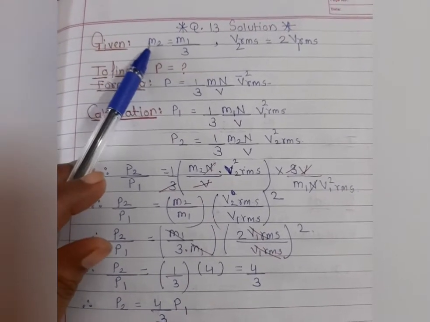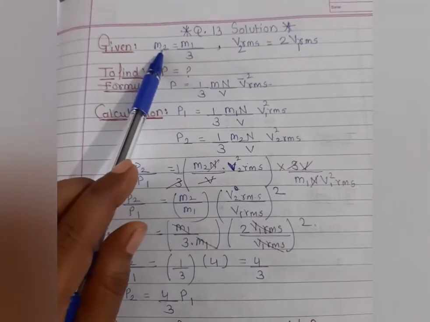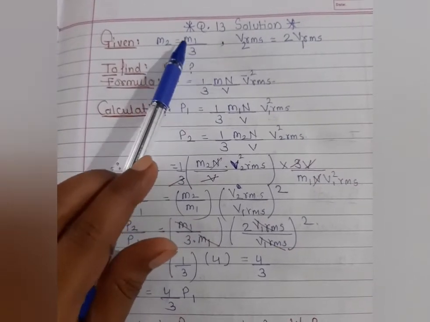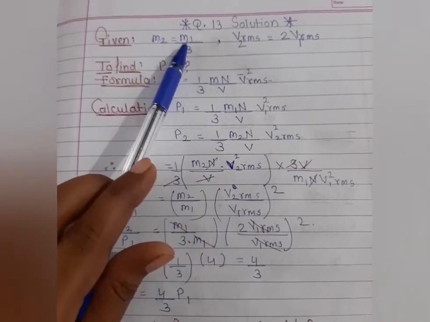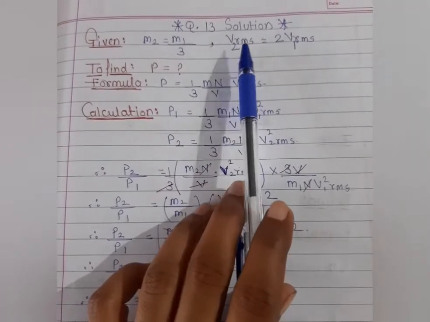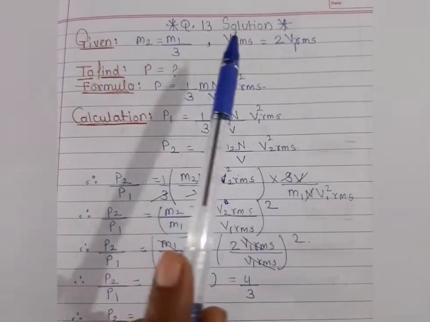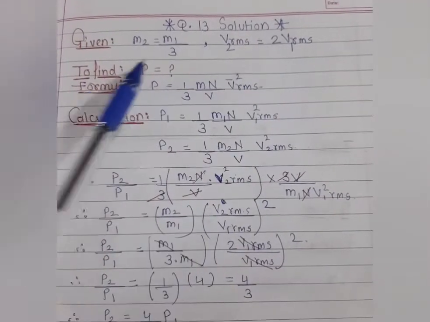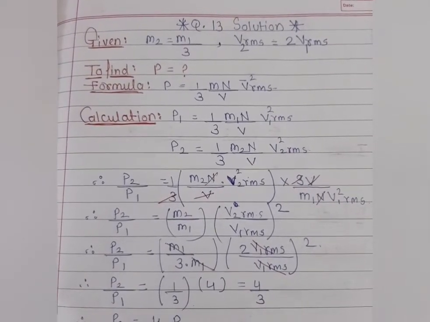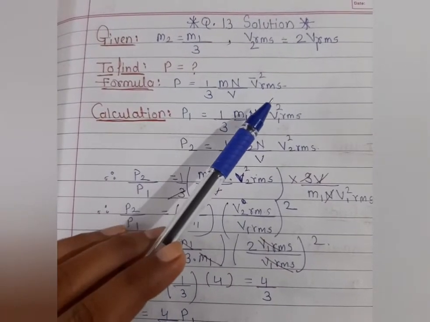So here the mass of all the molecules is 1/3 of their original mass. We take M2 as the final and M1 as the initial. So M2, the final mass, is one third the ratio of the original. And the final speed is twice the initial speed of the gas molecule. So here we write V2 RMS is equal to 2 V1 RMS. Let's find the pressure of the gas. Here we have the formula, 1 upon 3 M N upon V times V square RMS.